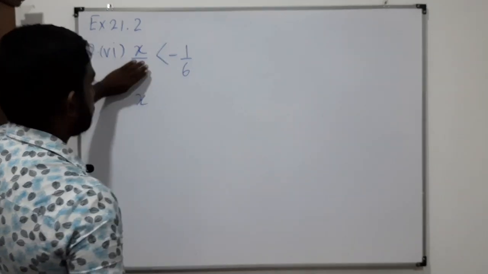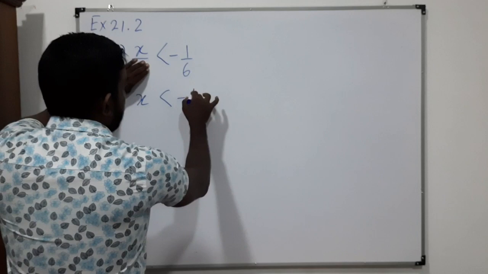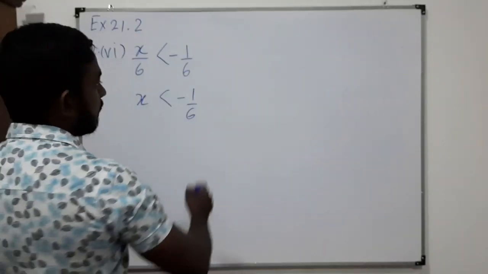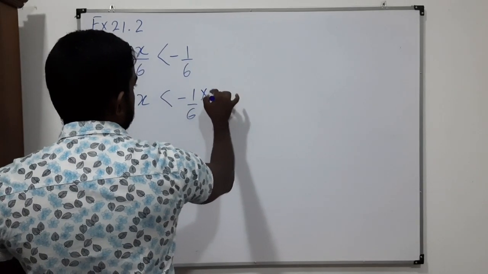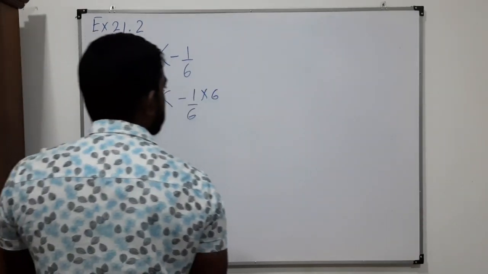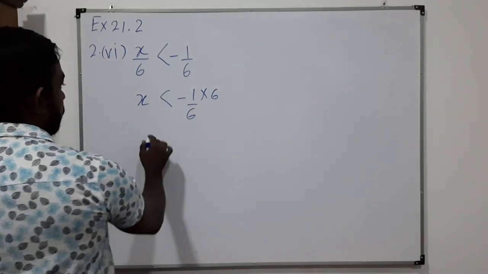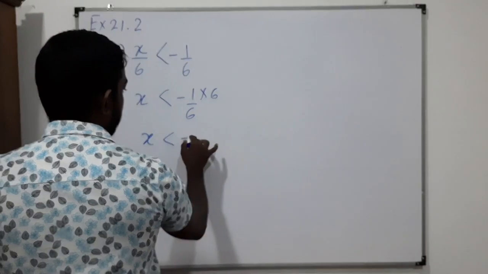So I can close this part and write down the remaining: x is less than minus 1 over 6. Then this number 6 goes to the other side because it was a division. It will become a multiplication. Now 6 times minus 1 is minus 6, and minus 6 divided by 6 will be minus 1. So x is less than minus 1.